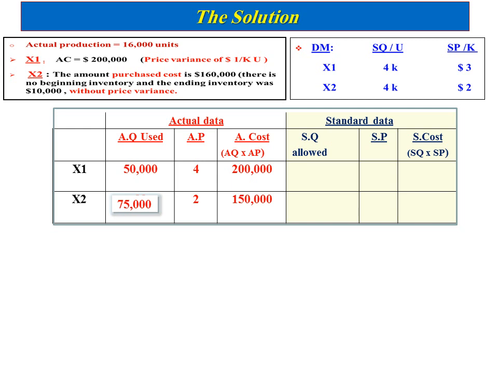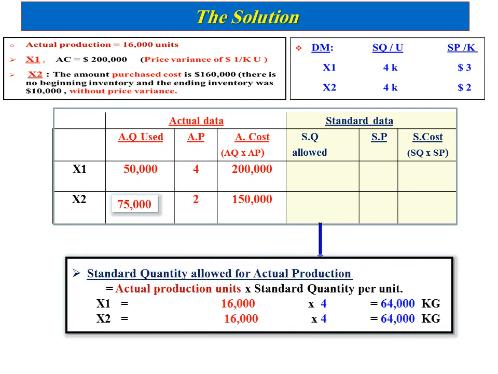What about standard? From my point of view, according to my complications in actual cost, it will be very simple. The first column for standard here is standard quantity allowed. Don't forget, allowed for actual production. We have an equation to calculate it. This is my equation to calculate standard quantity allowed: actual production units times standard quantity per unit.